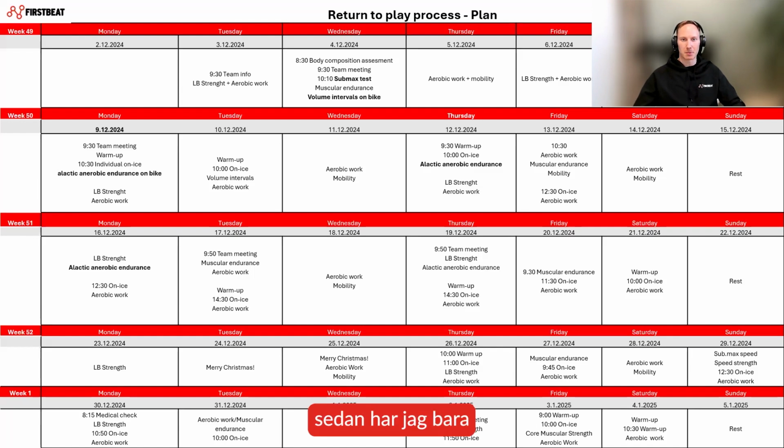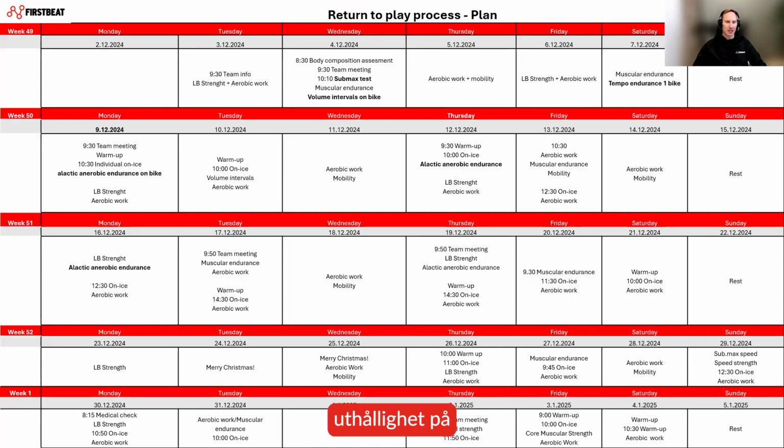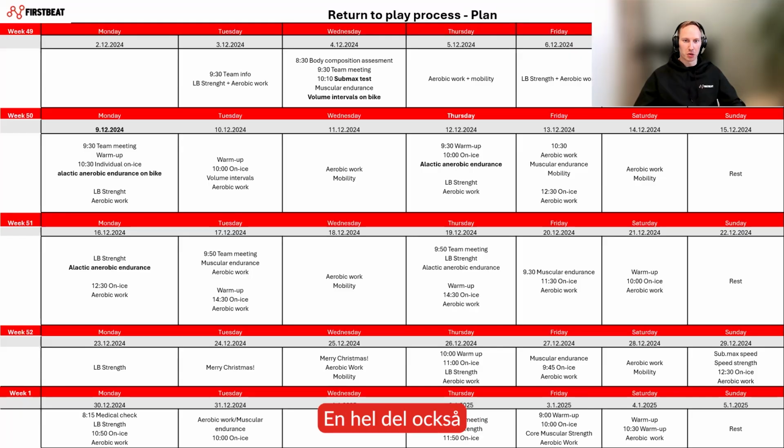just highlighted some of the endurance sessions here. So they did, for example, volume intervals on bike, tempo endurance on bike, aerobic endurance, and this was also the first time they went on the ice with the athlete, lactic aerobic endurance on the ice, and so forth. Quite a lot of aerobic work divided throughout the week in smaller parts.